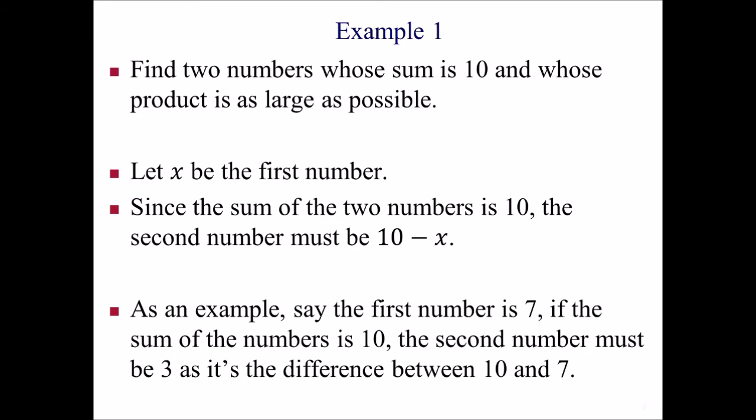And here's the reasoning. As an example, say the first number is 7. If the sum of the numbers is 10, the second number has to be 3. And 3 is computed by taking the difference of 10 and 7. So if the first number is x, the second number has to be 10 minus x because of this reason.